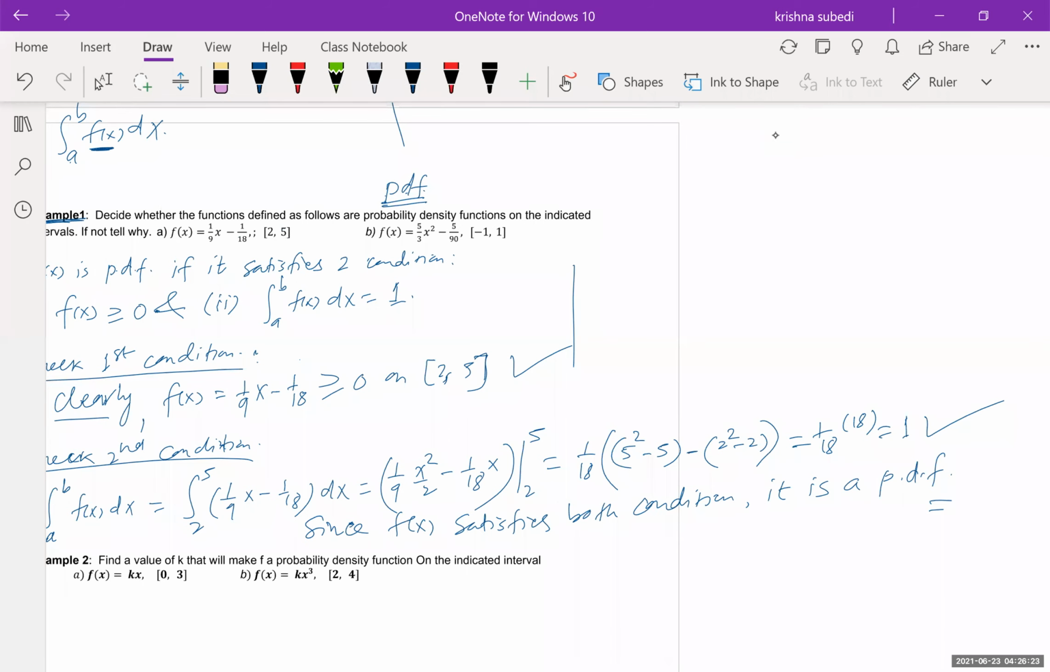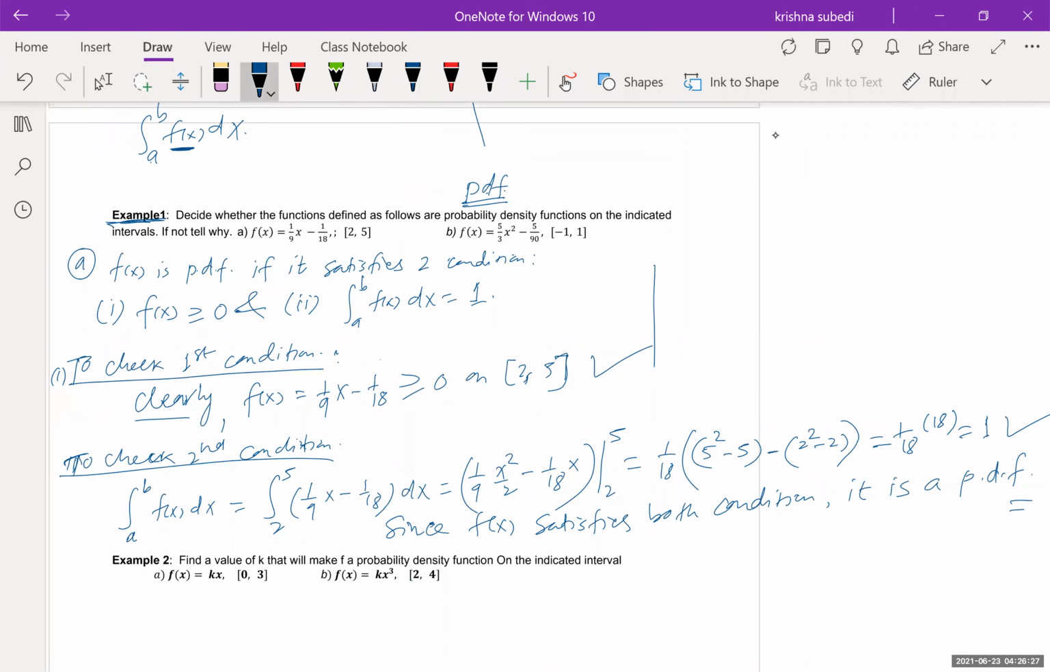Okay. Just in case, if you notice that the first condition actually failed, then you don't have to do the second condition. And these conditions are not in any particular order. You can choose. All you need to do is verify that the given function satisfies both of the conditions, regardless of the order.